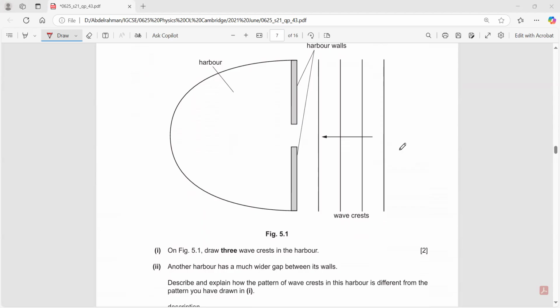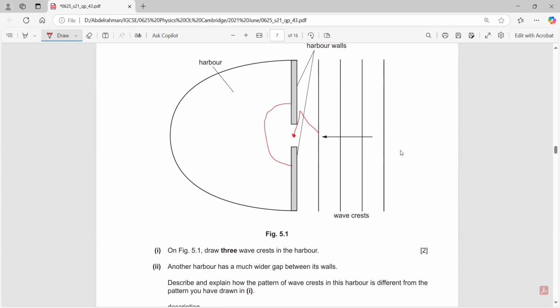How can we draw them? Definitely, this would be considered to be a narrow gap. So using your compass, how can I use my compass? The pointy edge has to be in the center, and then I open up the compass onto the first wave front and draw a semicircle on this side.